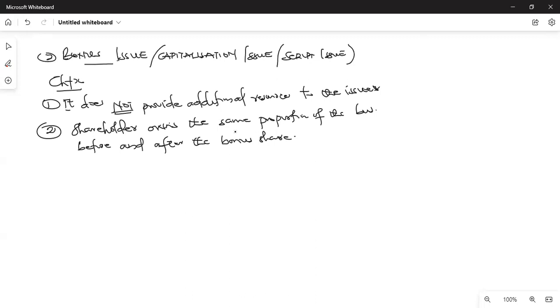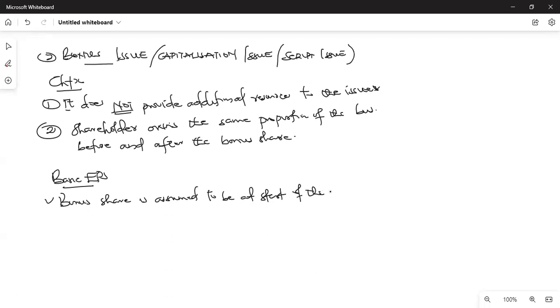Now, when we are calculating the basic EPS, what we need to know is that in the current year, the bonus shares are deemed to have been there at the start. So we say that bonus shares are assumed to be at the start of the year. What this is trying to communicate to us is that there is no proportionate dealing of shares.